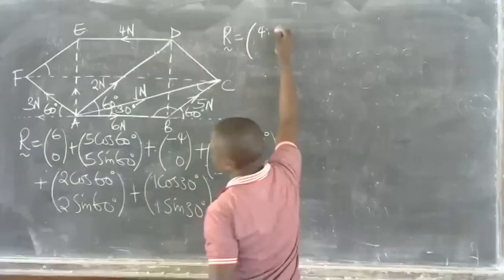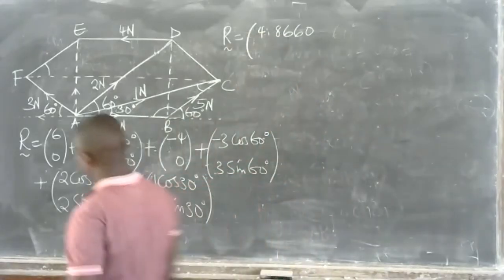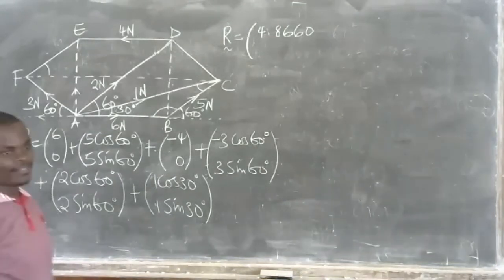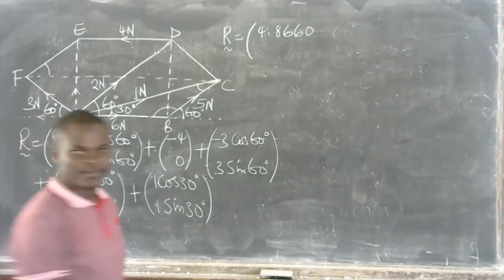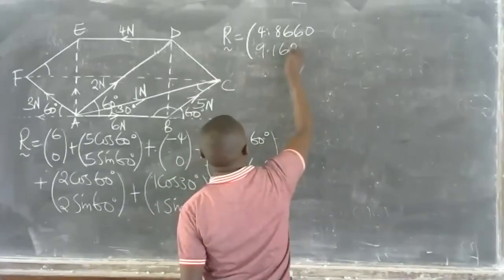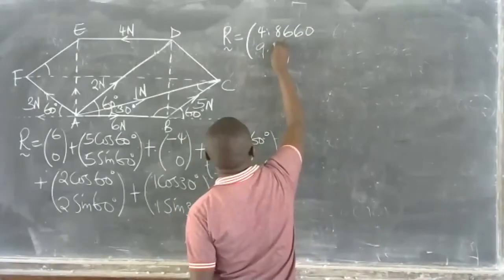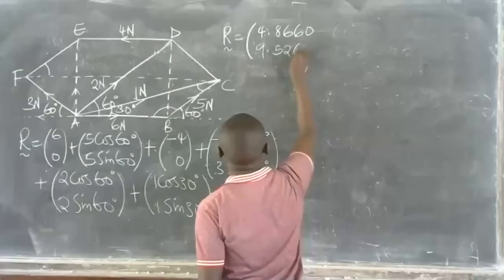So what do we get? 4.8660. Then down, 9.5263.